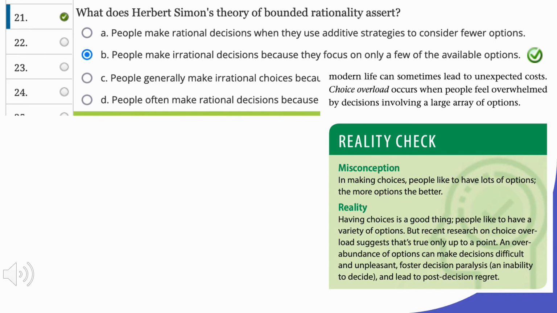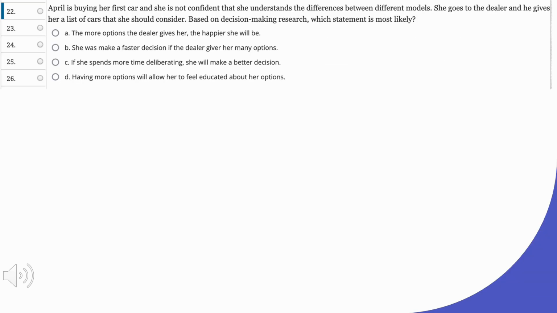From the textbook it says choice overload occurs when people feel overwhelmed by decisions involving a large array of options. Question 22. April is buying her first car and she is not confident that she understands the differences between different models. She goes to the dealer and he gives her a list of cars that she should consider. Based on decision-making research, which statement is most likely?